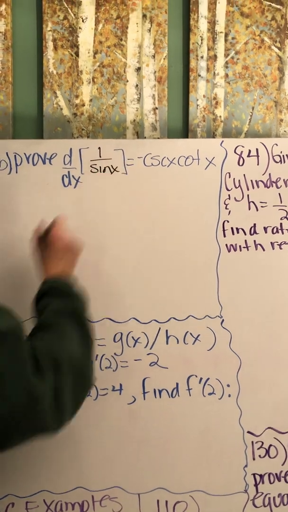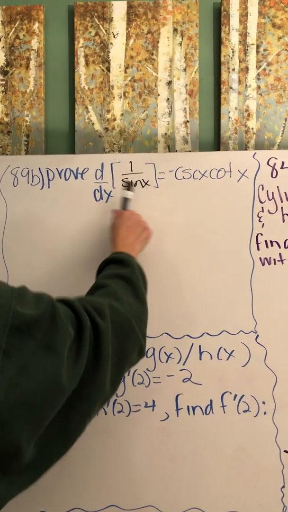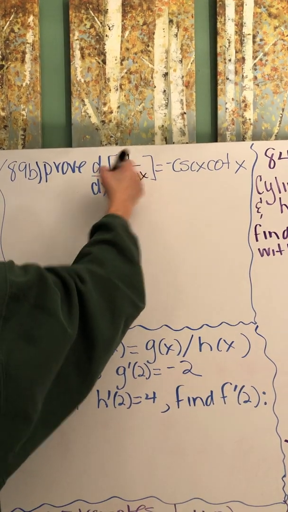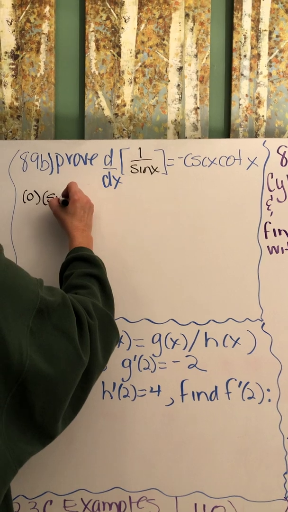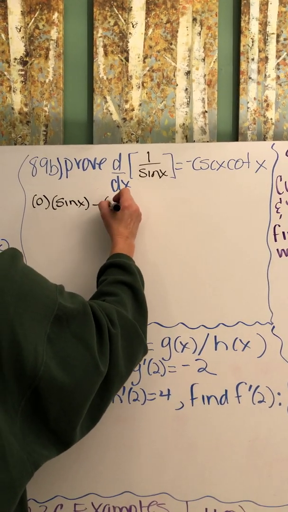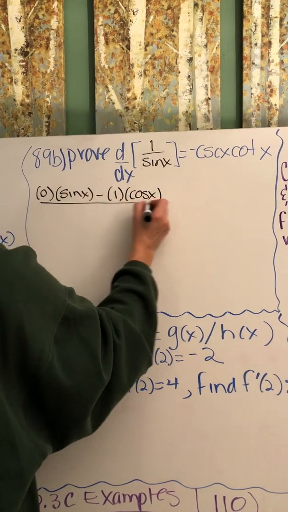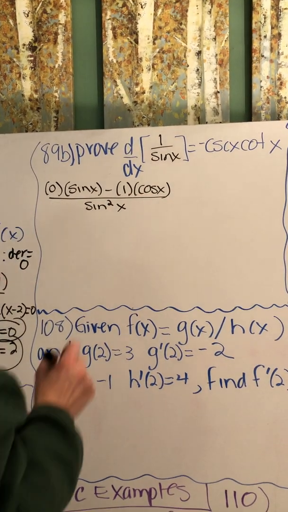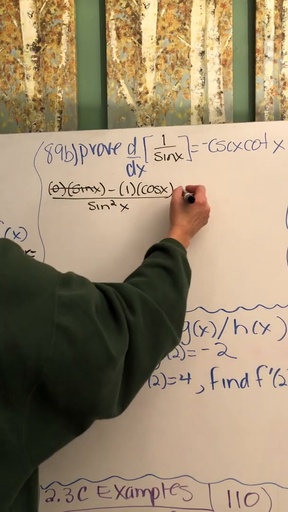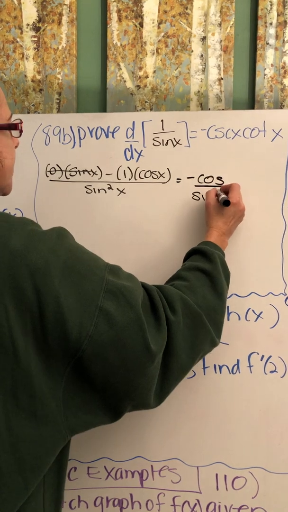And let's go ahead and use the quotient rule to take the derivative here. Here's my f, here's my g. The derivative of f is 0 times g minus, I'm going to keep my f and multiply it by the derivative of g, all over g squared. There we go. Notice 0 times sine is gone. I have a negative cosine over sine squared.